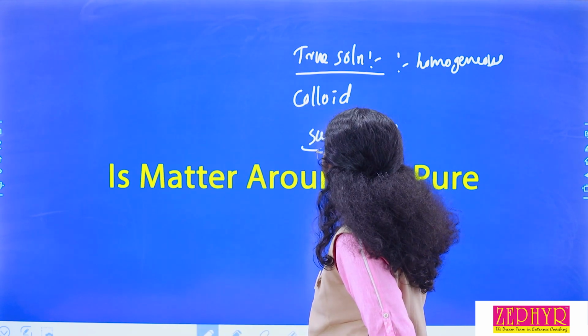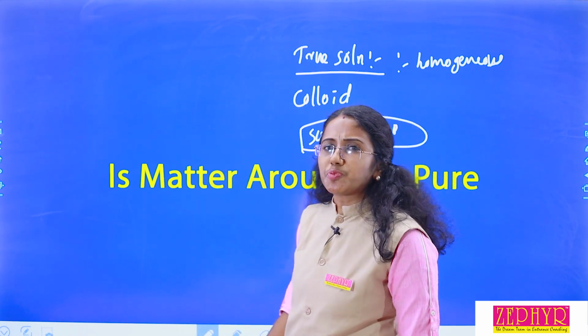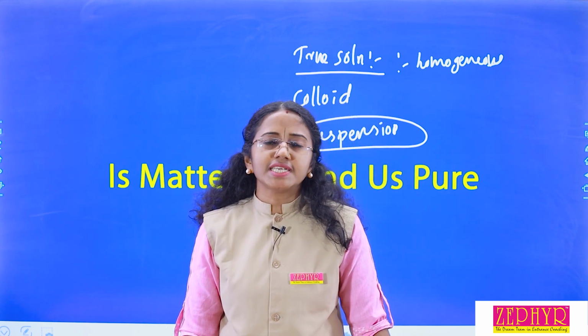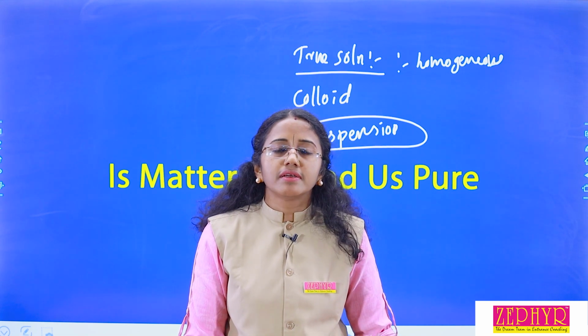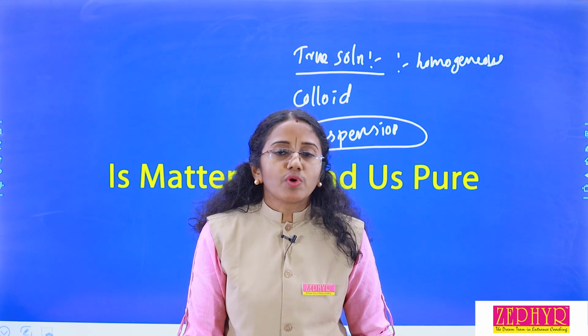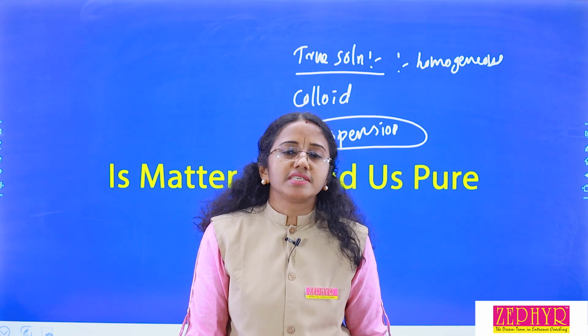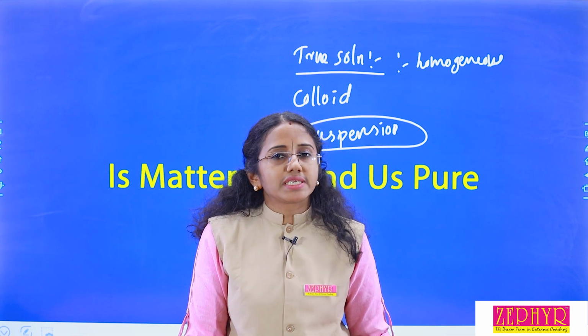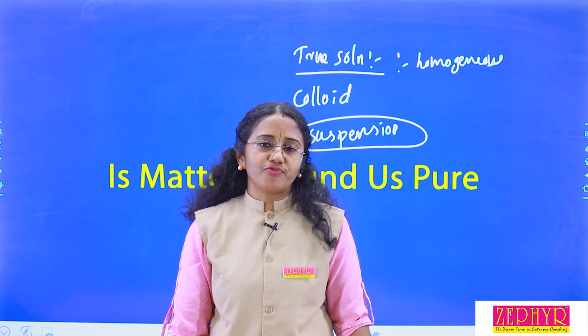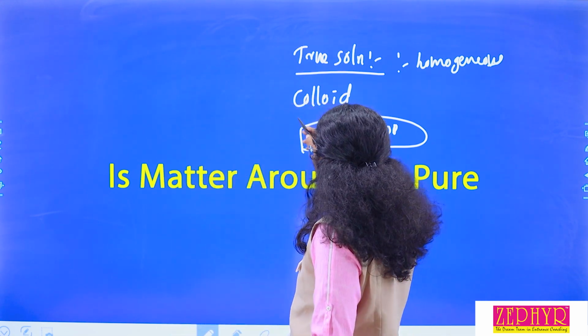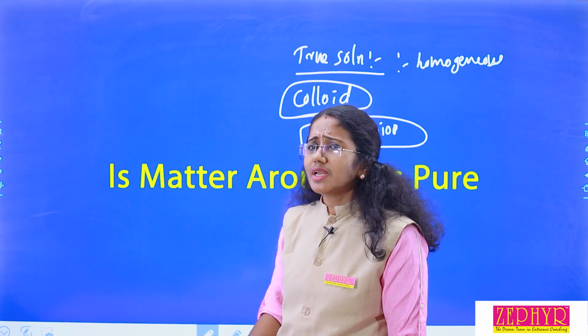Then what about suspensions? Suspensions are heterogeneous. The particle size is more than 1000 nanometer. We can see the particles with our naked eye, the particles settle down, and they also scatter a beam of light.